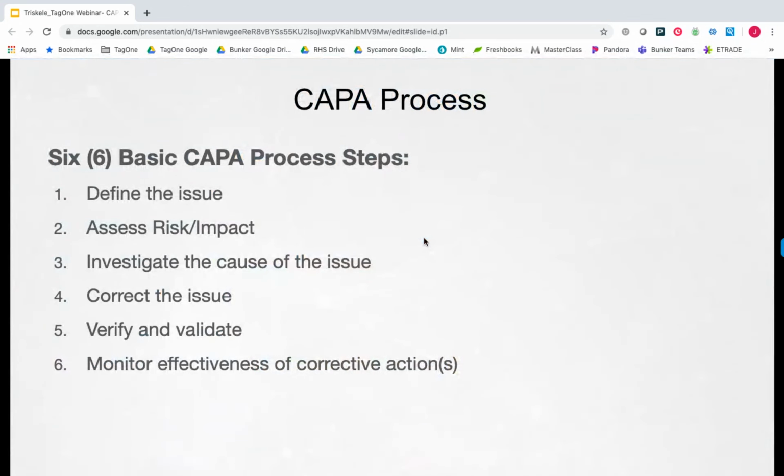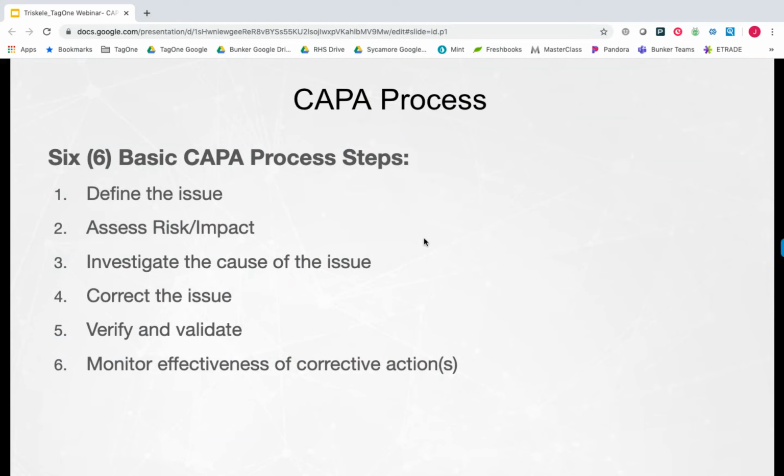I appreciate you sharing that. Of course, in this there's a process, right? And I think you've defined what are the 6 basic CAPA process steps. Talk a little about those steps and what some problems can be if we don't get those right.